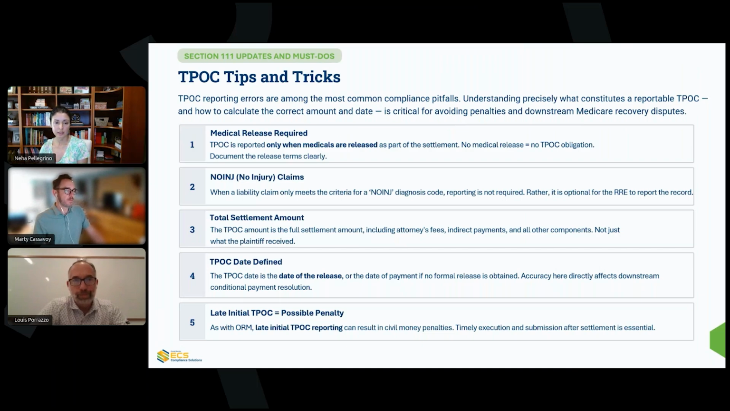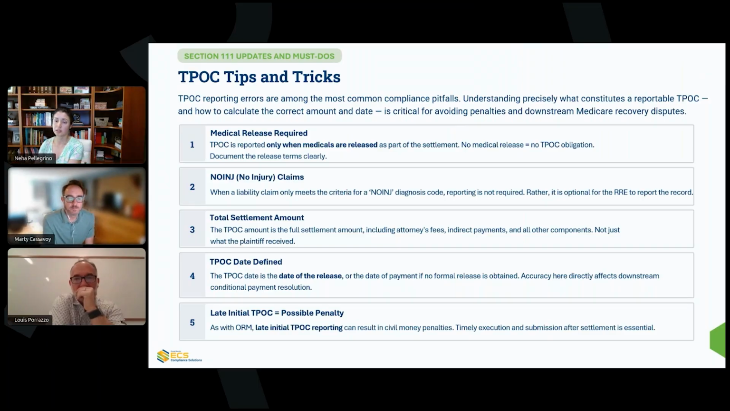Number 3 is the total settlement amount. So what's included in the TPOC amount? The TPOC computation includes everything from your total settlement, if there's medical expenses, attorney fees. So just remember that this amount encapsulates the total payment obligation and not just what the plaintiff receives.